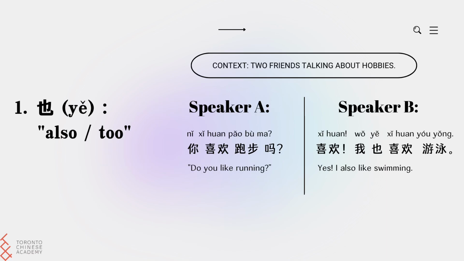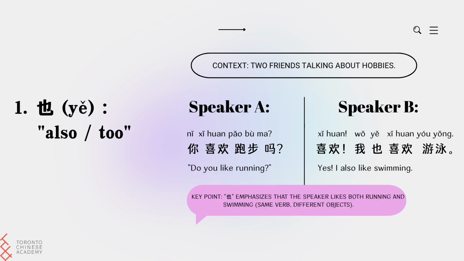Here are some dialogues to show how 也, 和, and 还有 are used differently in context. To use 也 in the context of two friends talking about hobbies, speaker A could ask, 你喜欢跑步吗？Do you like running? And speaker B can respond, 喜欢，我也喜欢游泳。Yes, I also like swimming. One key point to take note of here is that 也 emphasizes that the speaker likes both running and swimming. It's the same verb, but with different objects.